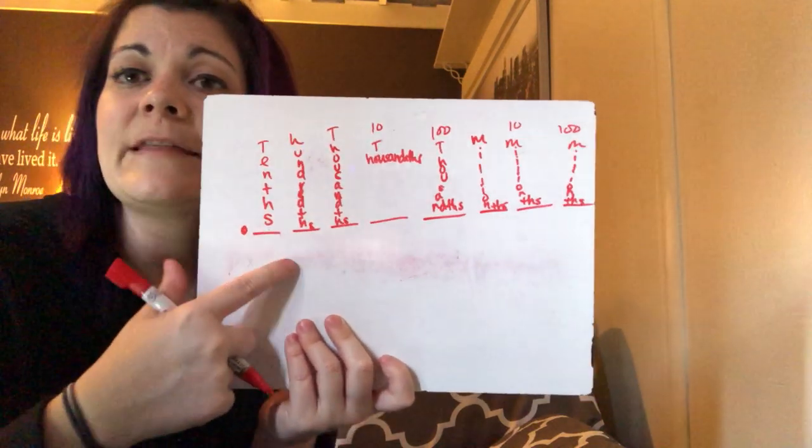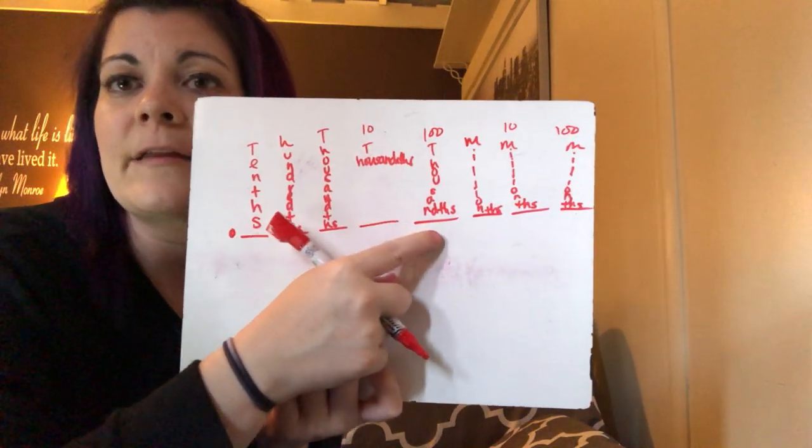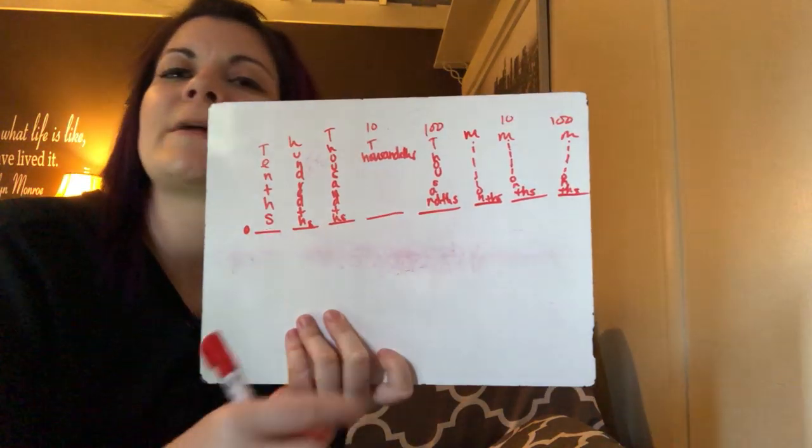So you have the tenths, hundredths, thousandths, 10 thousandths, 100 thousandths, millionths, 10 millionths, 100 millionths.